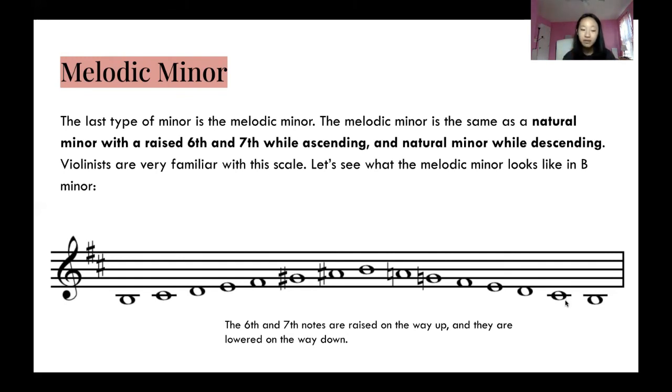So let's look at B minor. The key signature of B minor is 2 sharps, F sharp and C sharp. And on the way up, we raise the 6th and the 7th. And then on the way down, we lower them back down. So you see the natural signs.